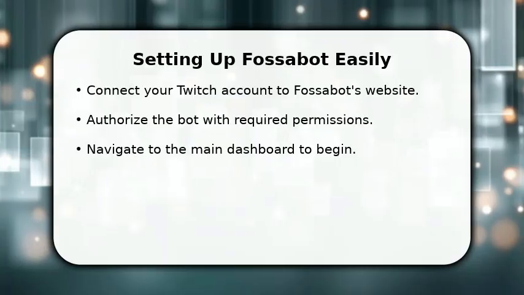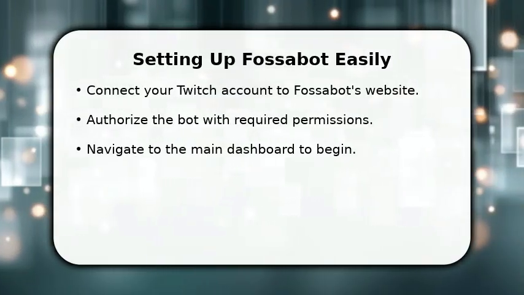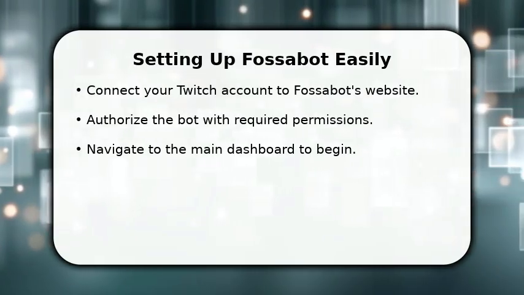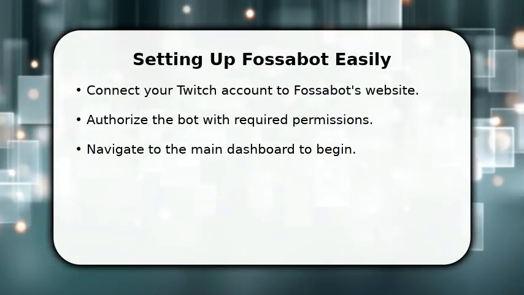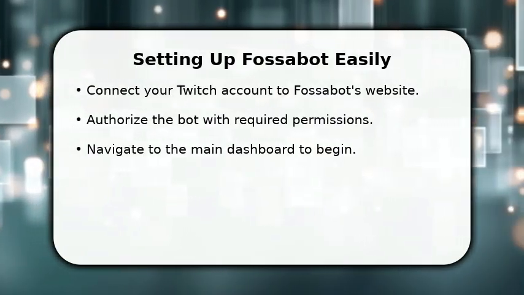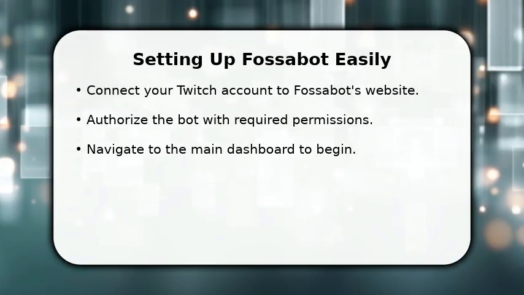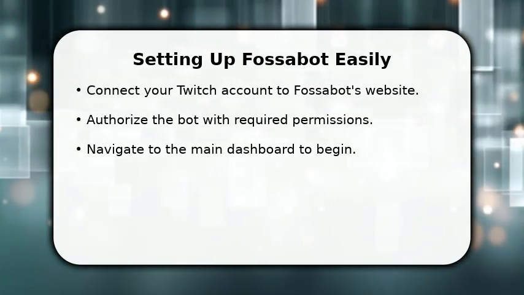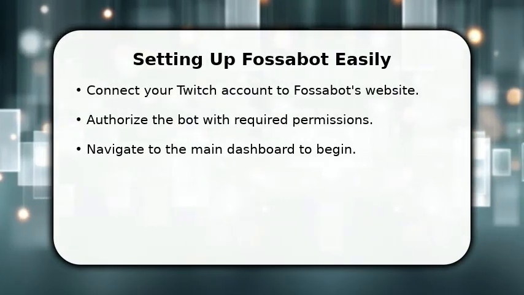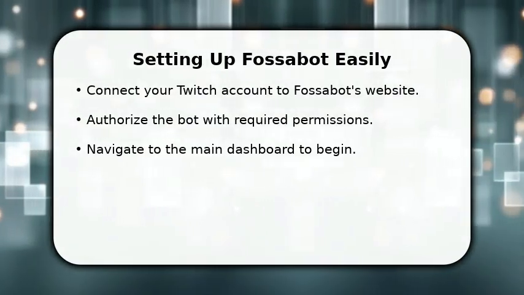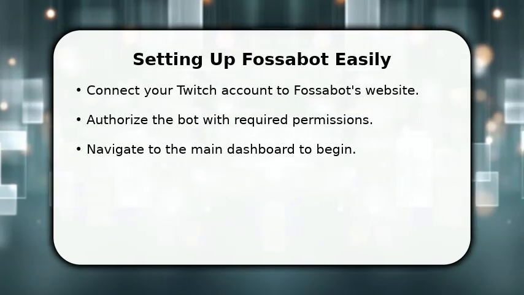Enjoy the video. In this video, I will explain how to set up Fossabot. First, head to the Fossabot website and connect your Twitch account. You'll need to authorize the bot with the necessary permissions to interact with your chat. Once connected, you'll be directed to the main dashboard, which is your central hub for all configurations. This easy initial step gets you ready to customize your bot.